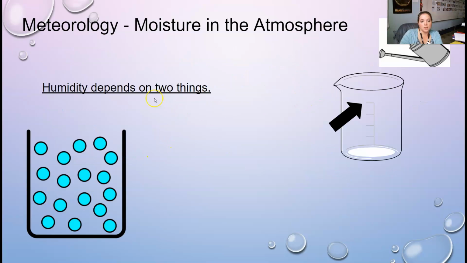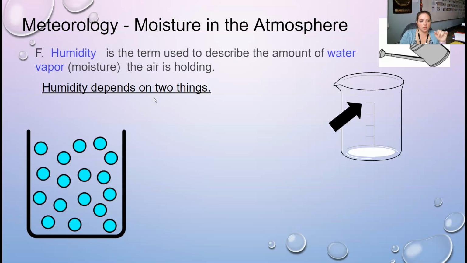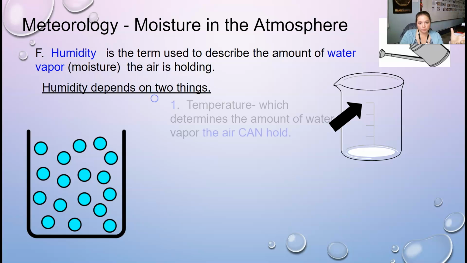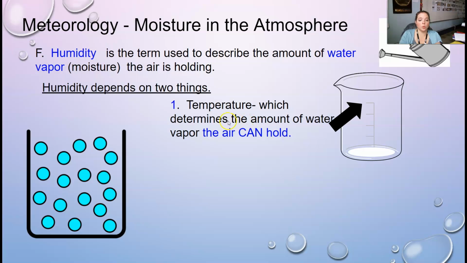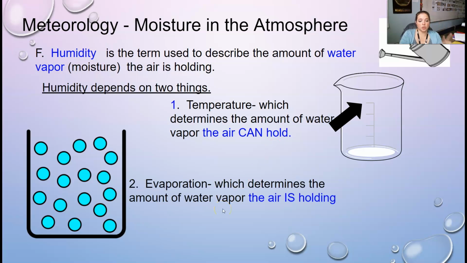All right. So moisture in the atmosphere. Humidity depends on 2 things. So humidity, what is it? It is the term used to describe the amount of water or moisture in the air. So the temperature, which determines the amount of water vapor the air can hold. That's one thing humidity depends upon. The second thing is evaporation, which determines the amount of water vapor the air is holding.